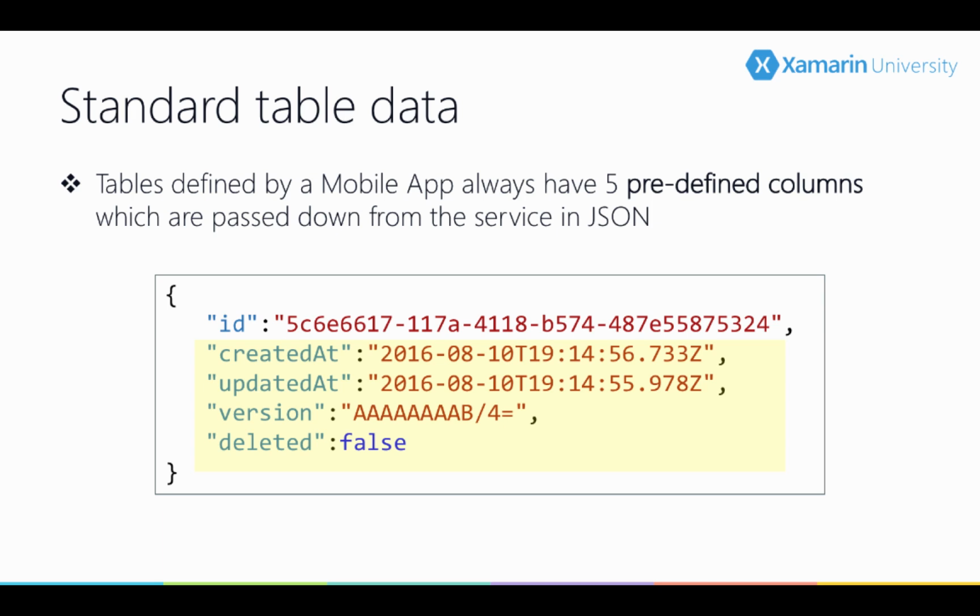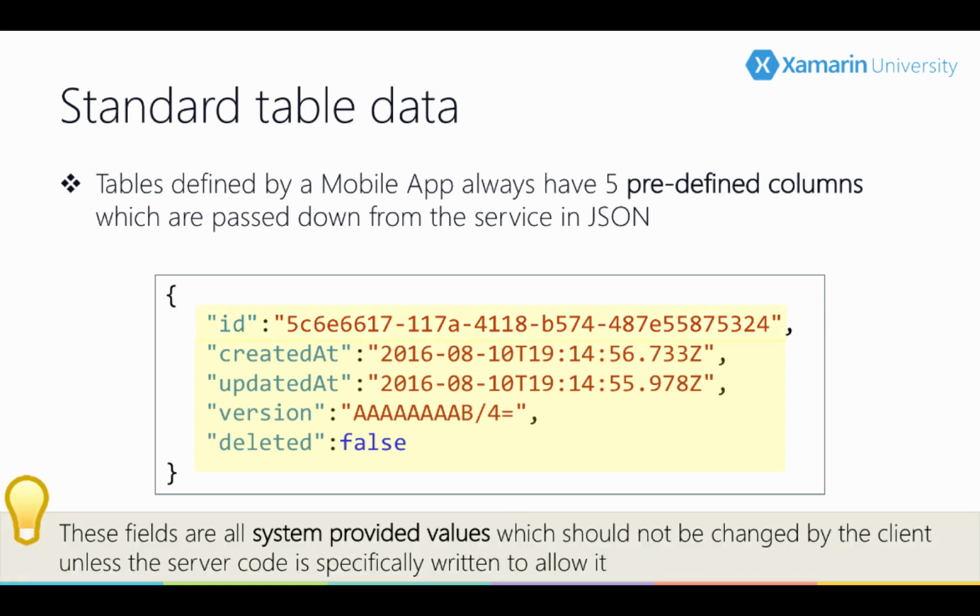Now, createdAt represents the date and time the record was created. UpdatedAt represents the date and time the record was last updated. The version is a base 64 encoded string that represents a unique version. And deleted, well, it's a boolean that represents that the record has been deleted. The deleted and the version are actually used to support offline synchronization. So these columns are server generated and populated by default. Now, clients can access this data, but really you should consider them to be read-only.